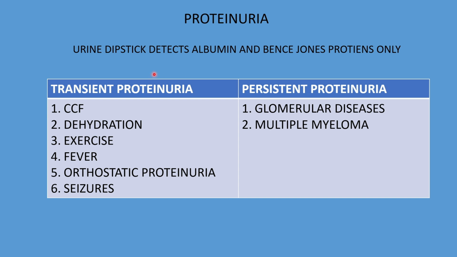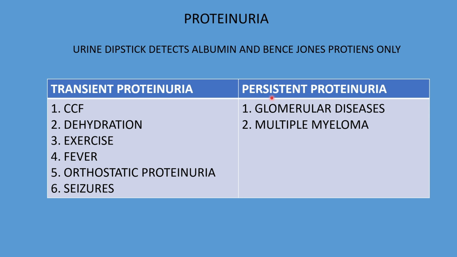So if the urine RE shows proteinuria, it means transient proteinuria which was not present before. It could be congestive cardiac failure, dehydration, exercise, fever. Orthostatic proteinuria means the patient is standing for a long time, like a school teacher or security guard. Seizure can also cause transient, meaning temporary, proteinuria.